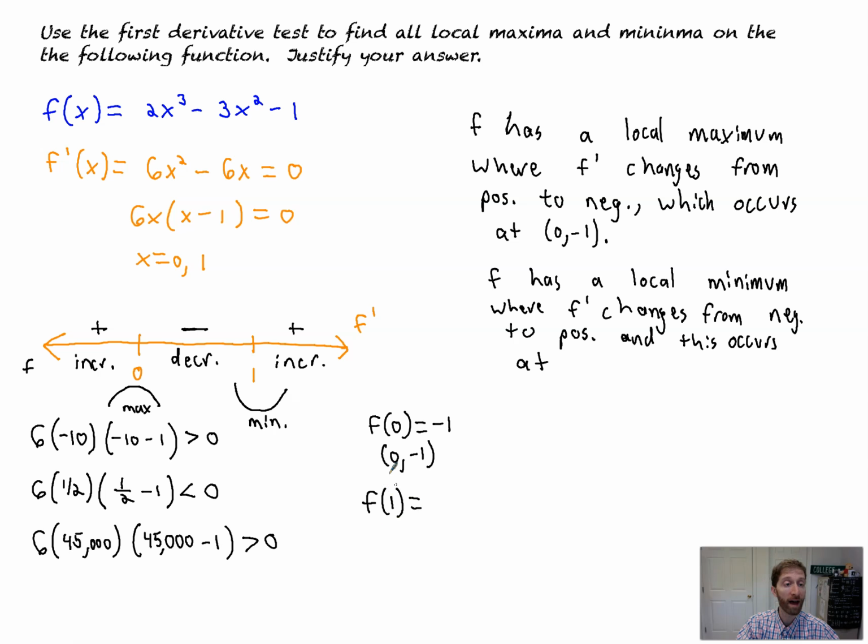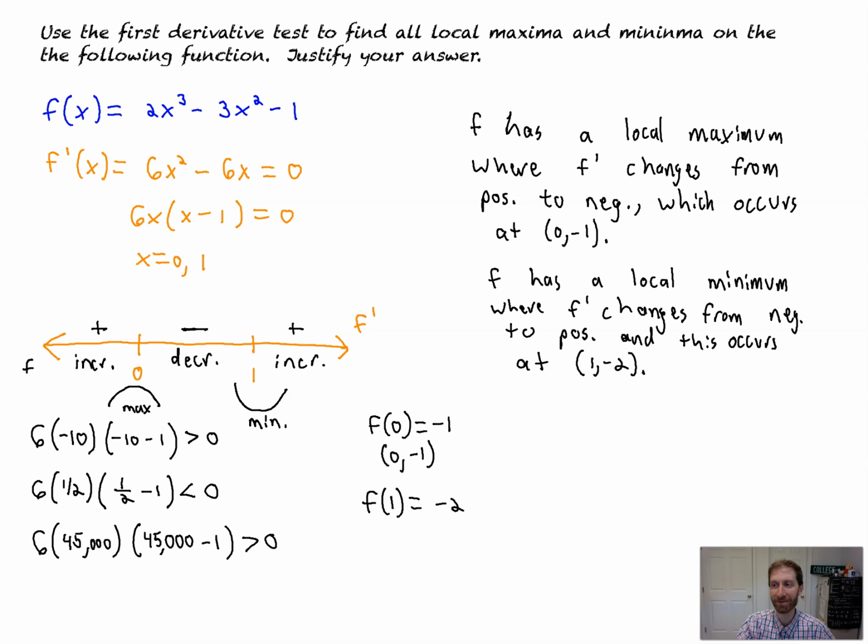And again, I want the y value, not the slope. That's why I'm plugging in here. So that's 2 times 1 cubed is 2, minus 3 times 1 squared is negative 1, minus 1 is negative 2. So that's at the point 1, negative 2. That's it. That's how you formally do it. The next problem, I'm not going to go over as formally, but keep in mind you needed your y value there because they asked for the local maximum and the local minimum.